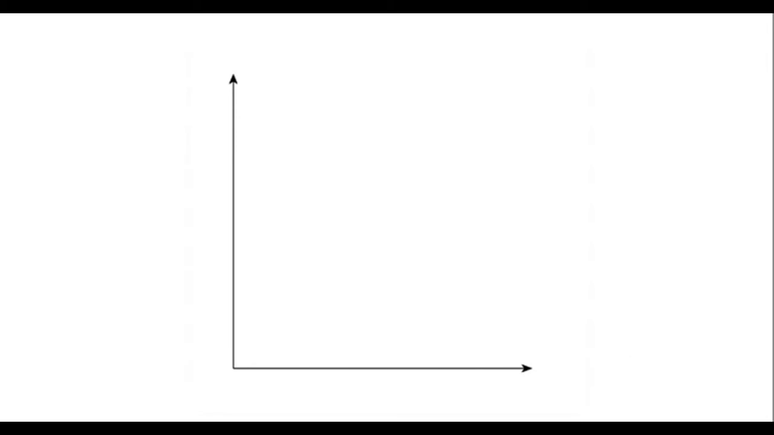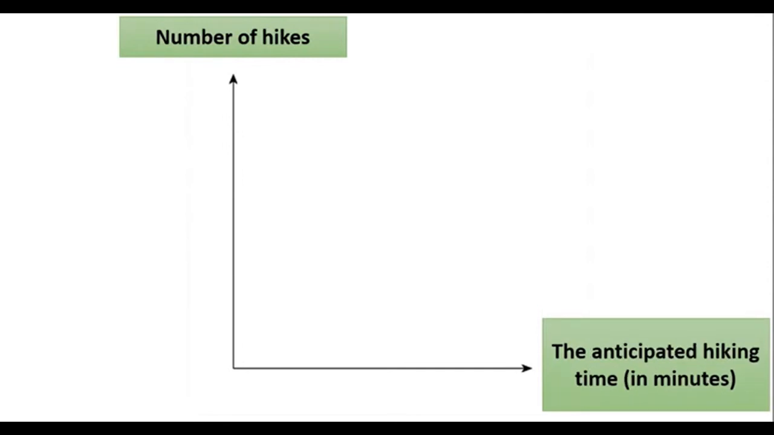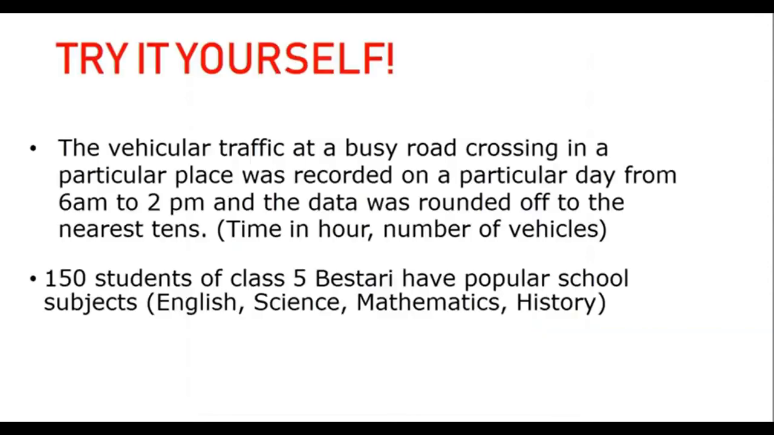Among the variables listed, only the number of hikes is the dependent variable, so it is the label of the y-axis. The rest will be on the x-axis. Here is an example of how you should label your graph. Why don't you try it yourself using the given situation below? Good luck then.